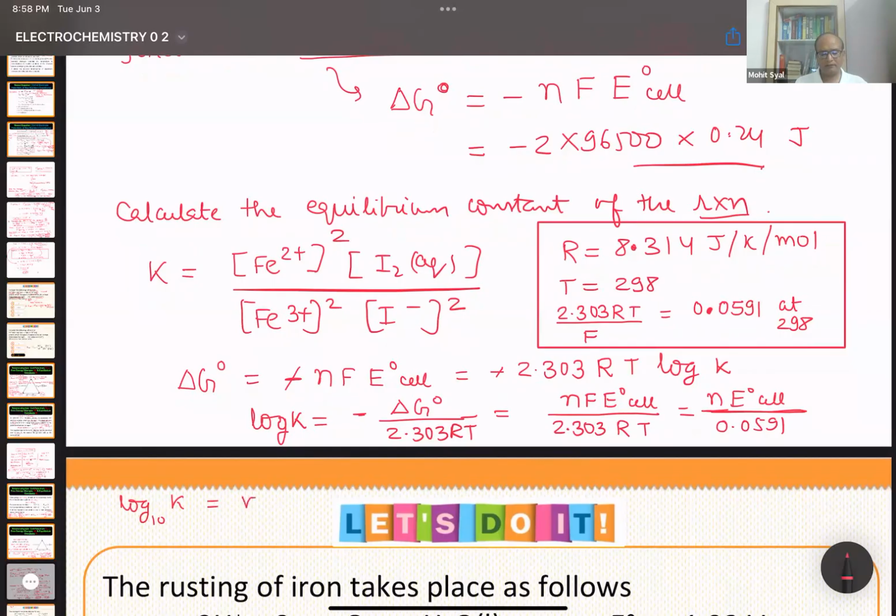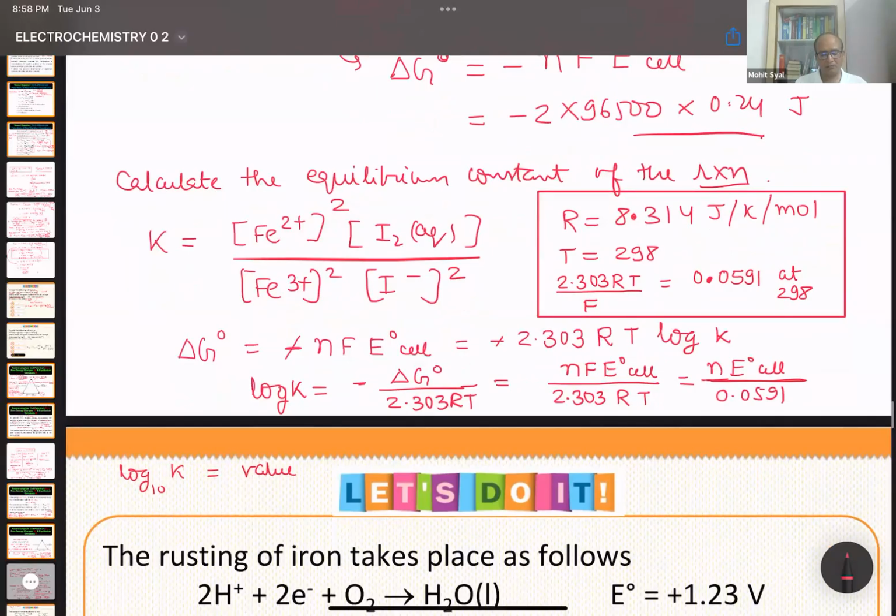Whatever value you get, this is from a mathematical portion. So K will be equal to 10 to the power value. So this will be the answer: 10 to the power value, whatever the log K is. The definition of log is the number by which the base must be raised in order to get a number. But that is the mathematical part.